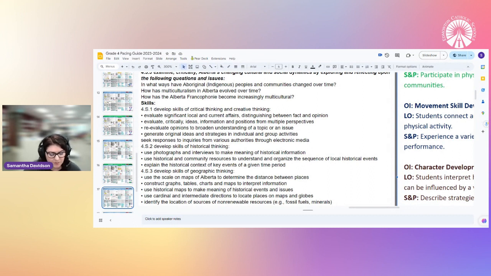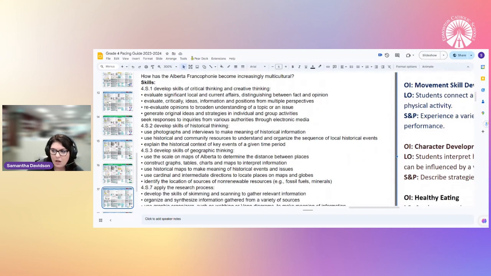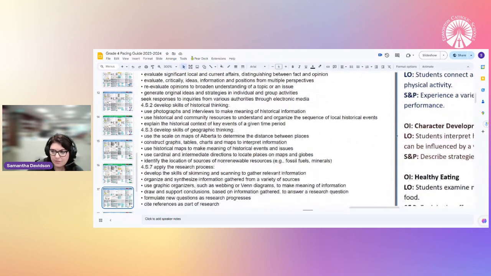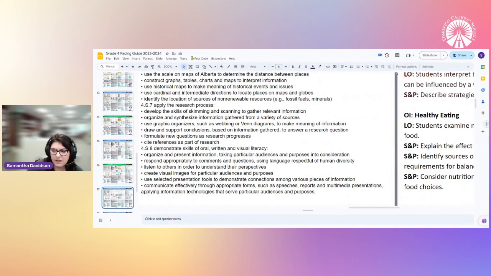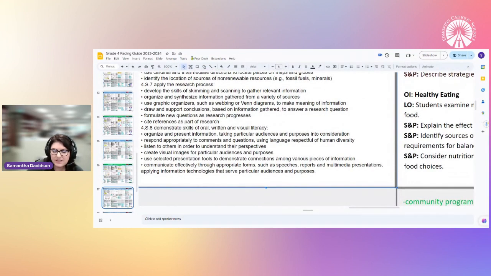And that's where those visible thinking routines come in, helping students to reevaluate. Before I learned this, now how have I reevaluated my opinion, or how has my understanding changed through this? We do have opportunities to look at some historical events as well as some contemporary. We want to look at geographic thinking. So what are some of the geographic reasons why people are moving to Alberta? And then again, of course, applying our research process: skimming and scanning as our research, gathering information, and organizing it in graphic organizers. Really important.